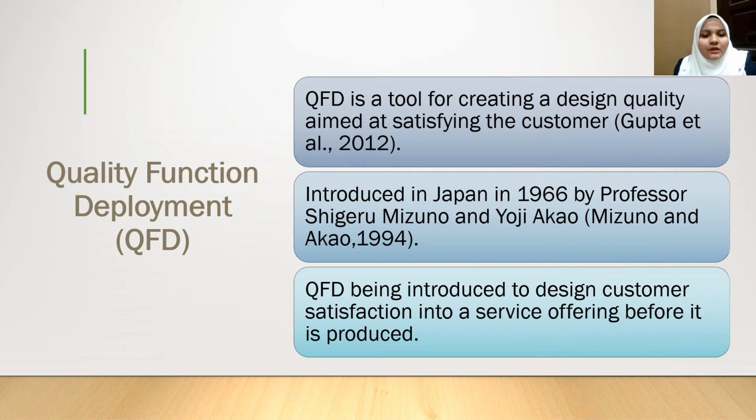In this project, there are two methods that could be used in order to design the portable foldable table, which are QFD and TRIZ. QFD is a tool for creating design quality aimed at satisfying the customer. It was introduced in Japan in 1966 by Professor Shigeru Mizuno and Yoji Akao. QFD was introduced to design customer satisfaction into a service offering before it is produced.